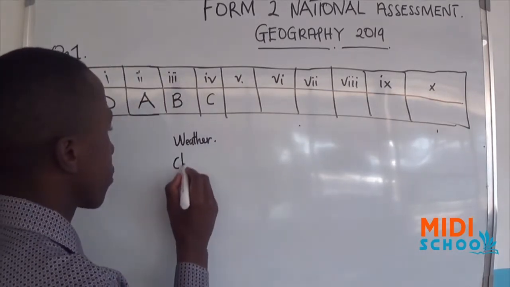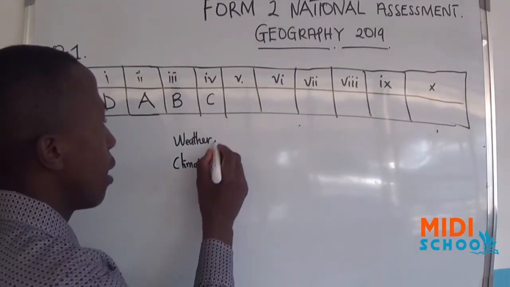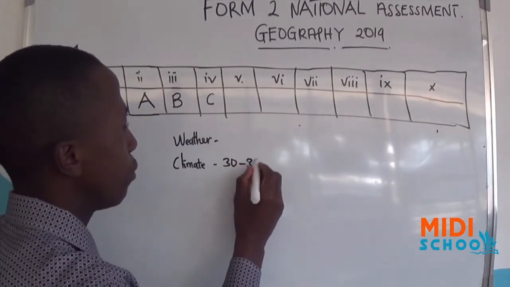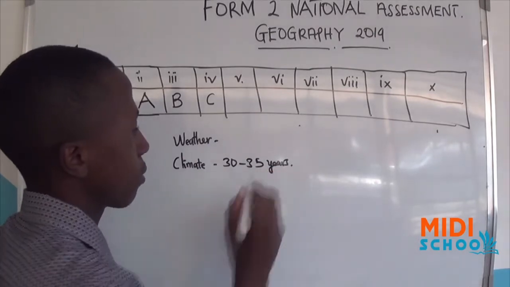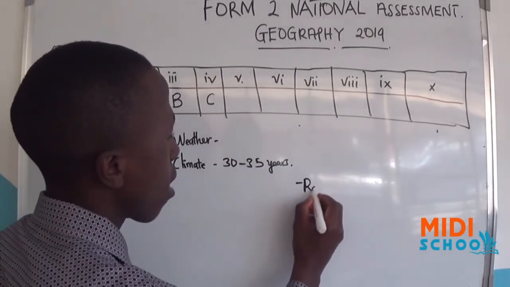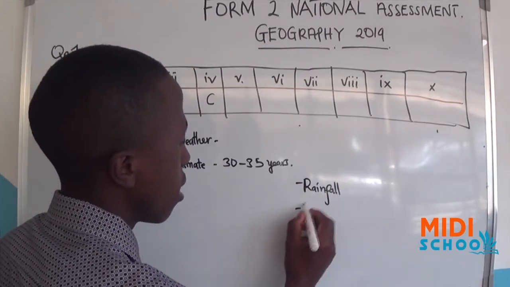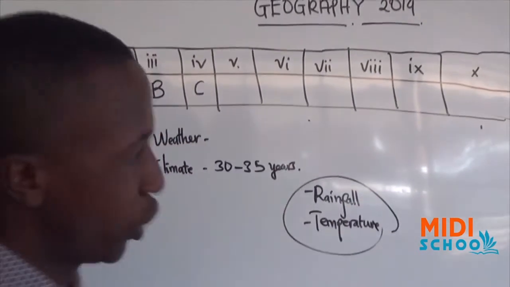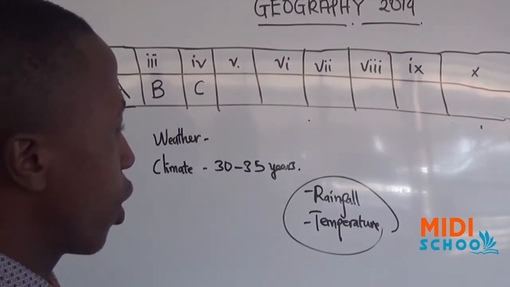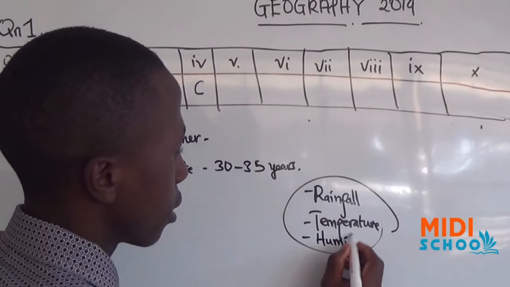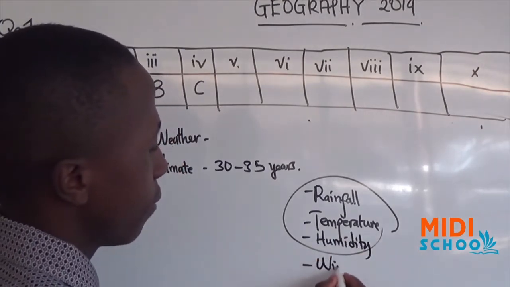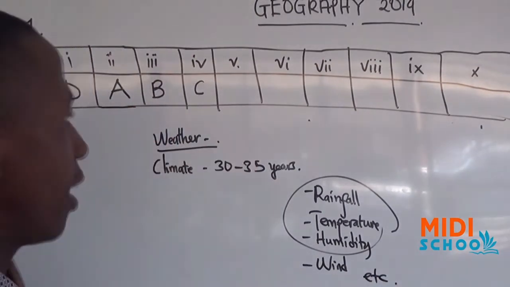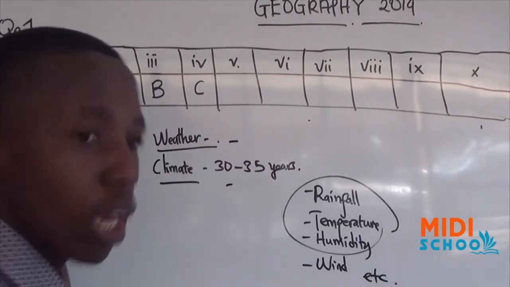But climate is an atmospheric condition that is recorded for a long period of time, approximately from 30 to 35 years. Rainfall and temperature are atmospheric conditions. If we add humidity, we'll have wind, etc. But its condition is weather, and this is for a short period of time, but climate is for a long period of time.